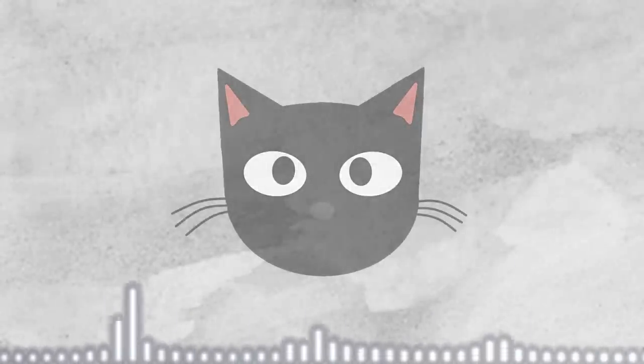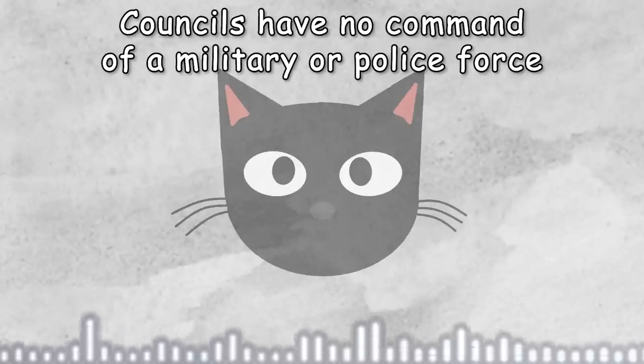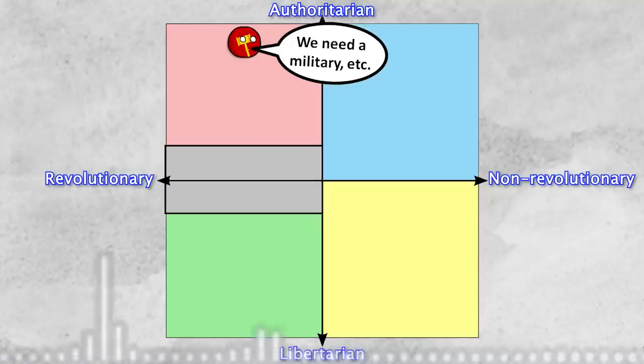And there's one more point to make about how the delegate councils are different from a state. Unlike a state, these councils have no monopoly on force or violence. They have no command of a military or police force. State socialists tend not to like this. Without a military, how can we overthrow the state of the capitalist class? And also, what if those who want to restore capitalism form an army and attack? Surely we need a military of our own to defend ourselves.